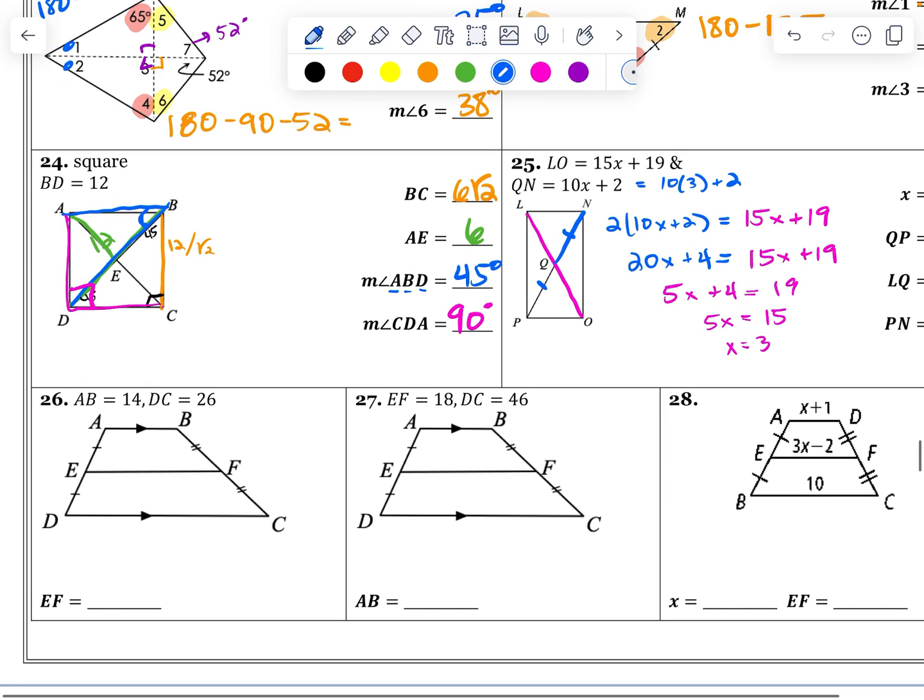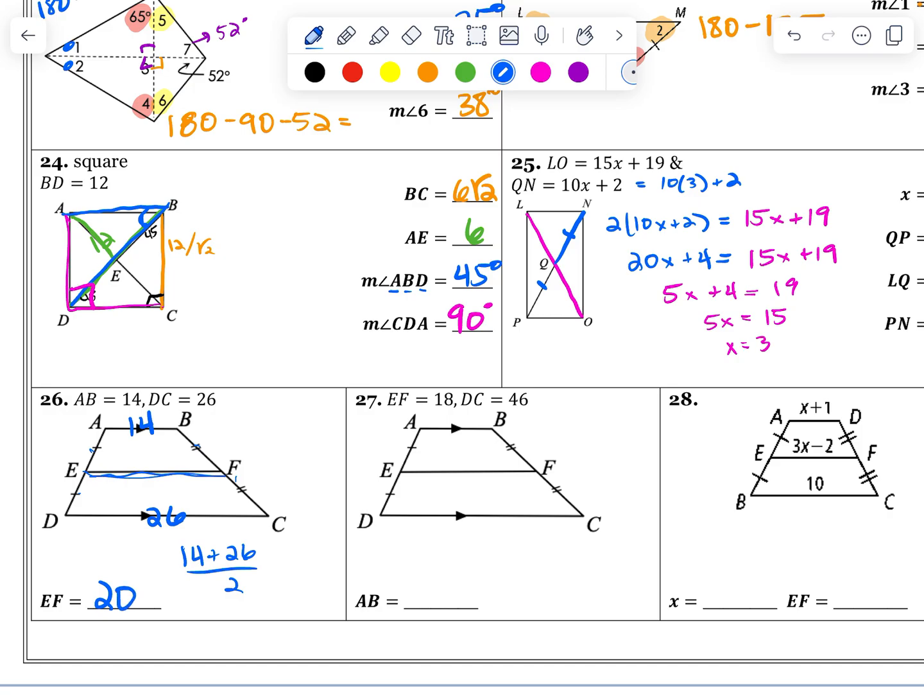We've got, ooh, this is a mid-segment problem. Love this. So AB is 14. DC is 26. And we know that these are equal. So we know that this in the middle is a mid-segment. It is halfway in between 14 and 26. So 14 plus 26 divided by 2. 14 plus 26 divided by 2 is 20.